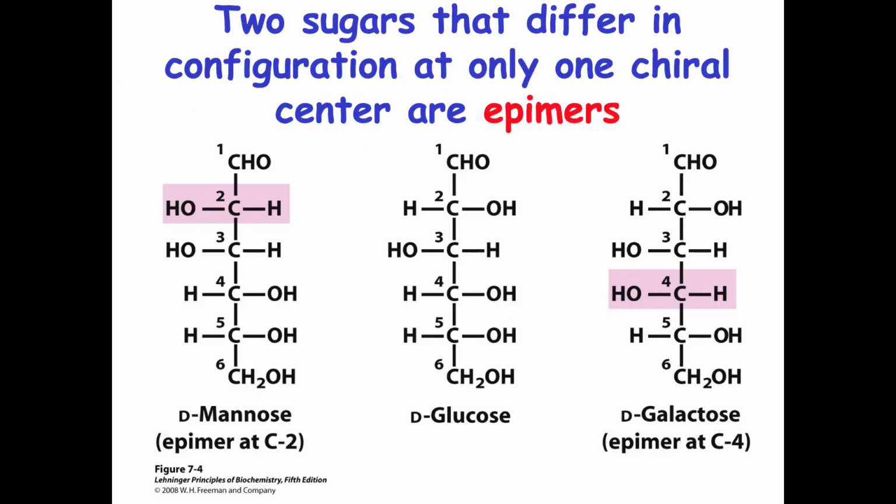Two sugars that differ in configuration at only one chiral center are called epimers. And so here we see mannose and glucose. Mannose is an epimer of glucose, so it differs only at the C2 position. Glucose and galactose are also epimers of each other. In this case, they differ in their configuration around the 4th carbon. These, however, are not epimers of each other, but they're diastereomers of each other because they differ at 2 positions, the C2 and the C4.